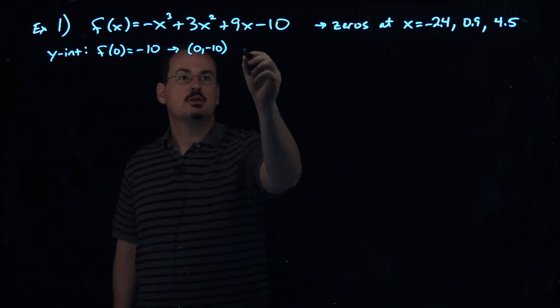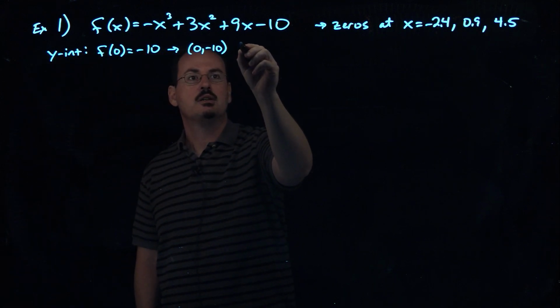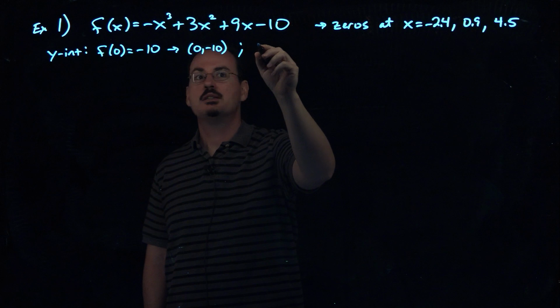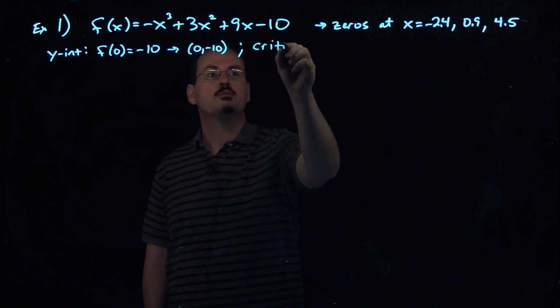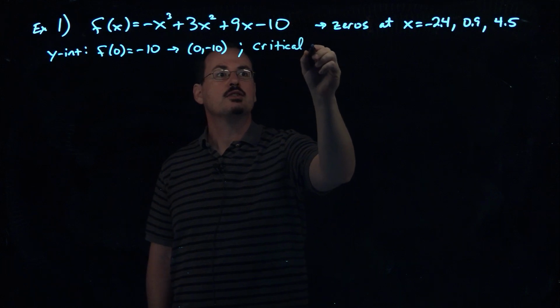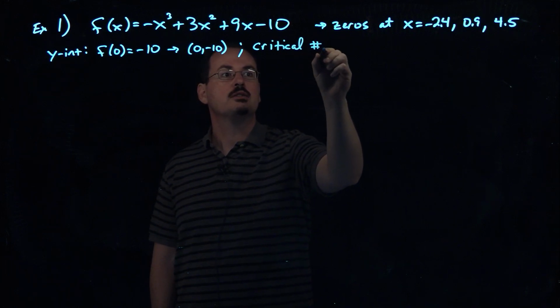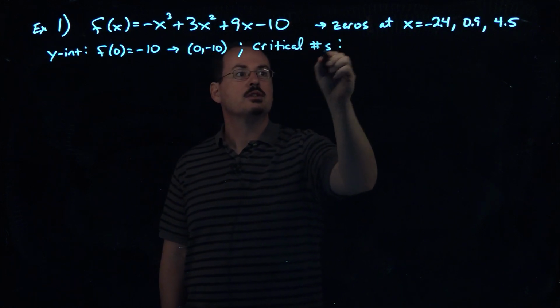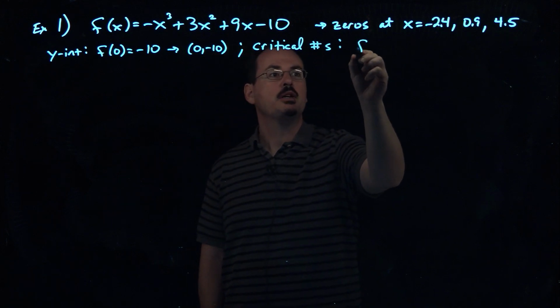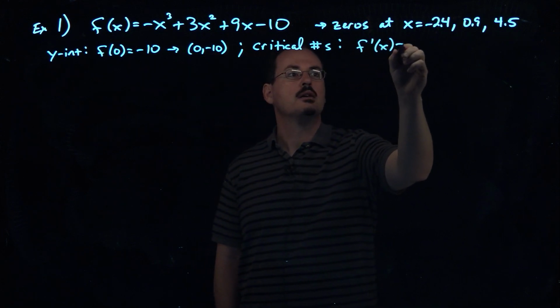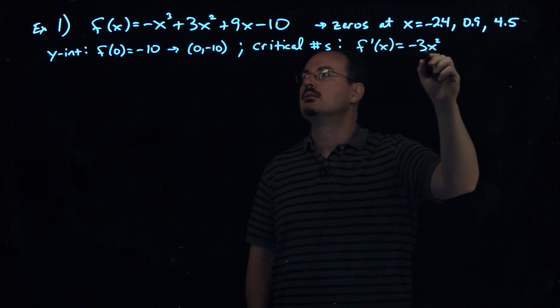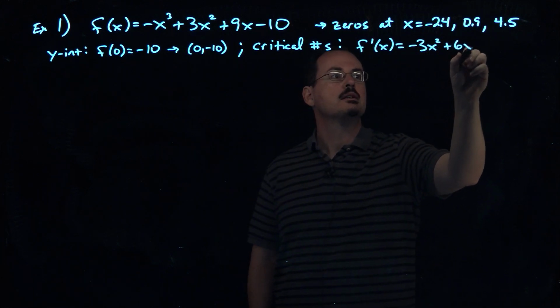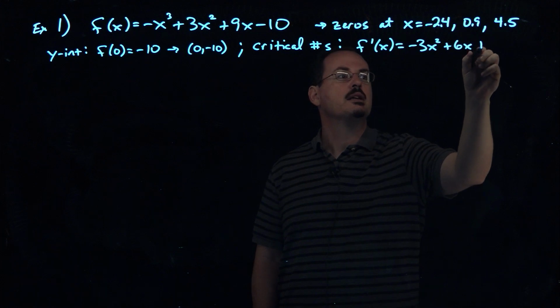Critical numbers. I'm going to just continue over here, since this is going to take a lot of space. So critical numbers, we get those by finding the first derivative, setting it equal to 0. So let's do that. F prime here will be negative 3x squared plus 6x plus 9.